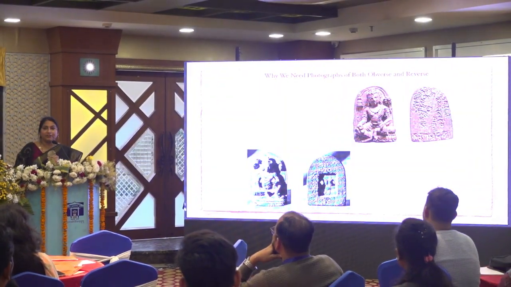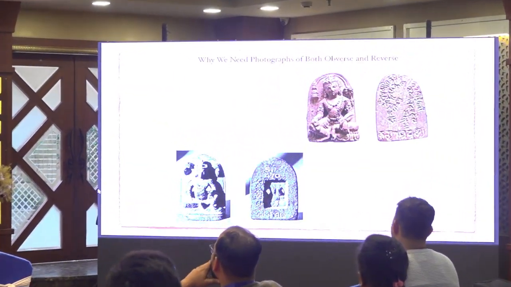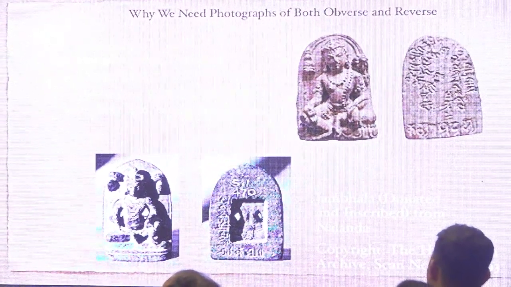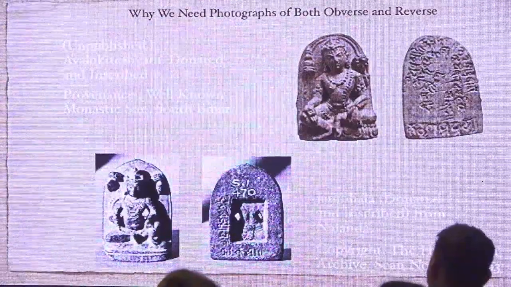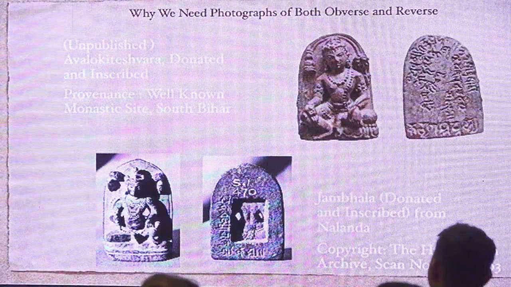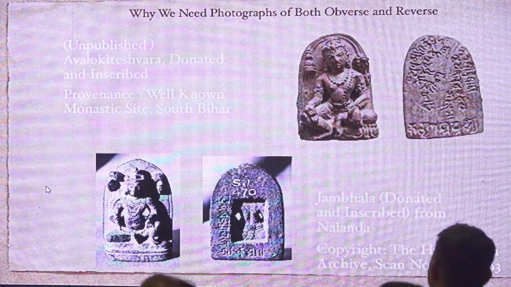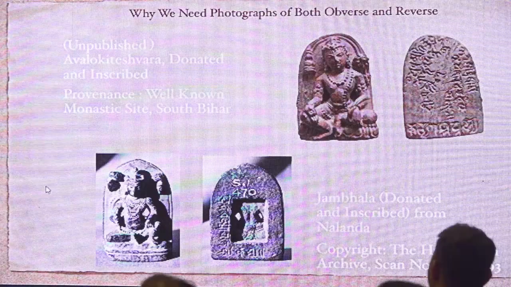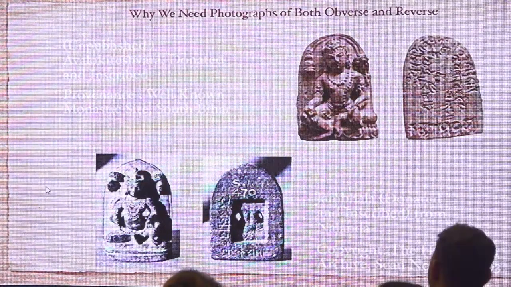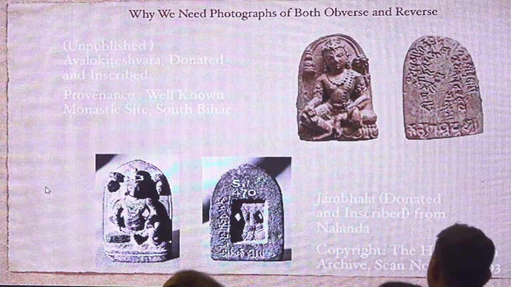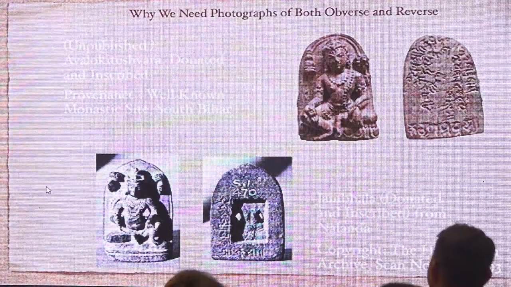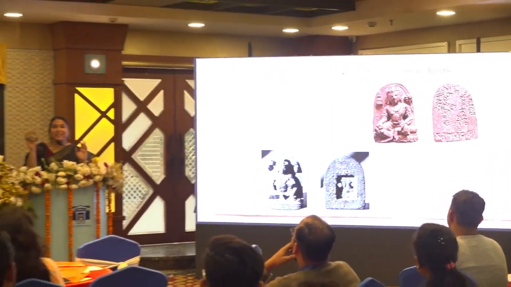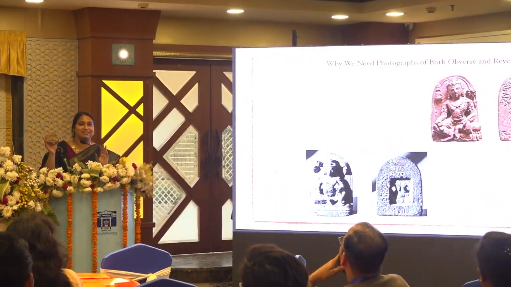For example, these are minor, small images which most of the time we see in the documentation. If we don't include them, somebody who can access the NMMA website can read it and develop their own research based on your photograph. So it is very crucial, while documenting sculptures, to photograph both sides. Because sometimes these are not only donative inscriptions, there are names of the person who gave money or who commissioned the making of this image.